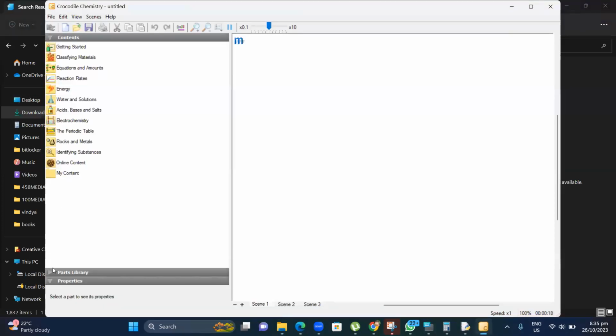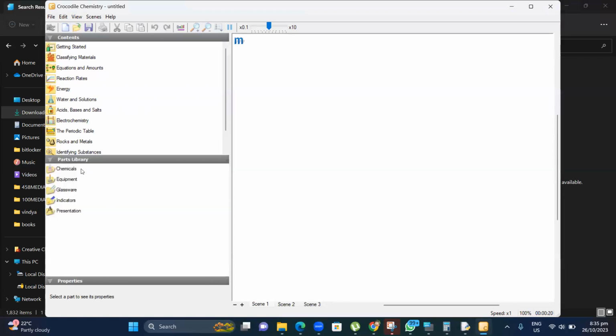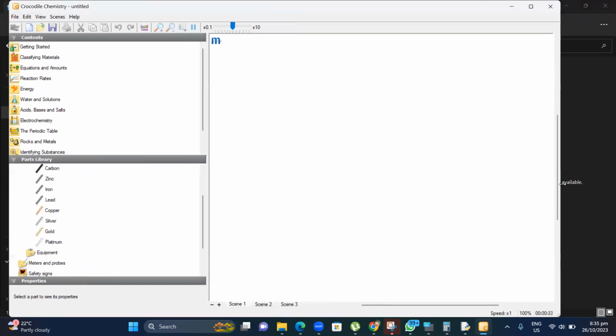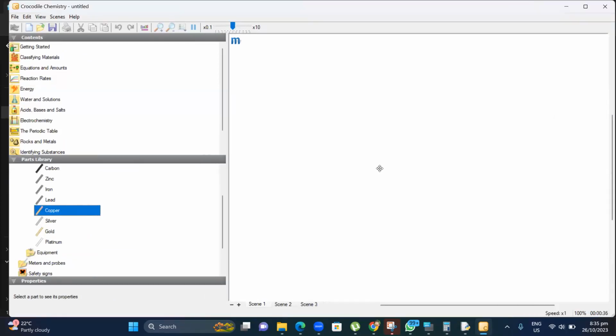I'm going to take from the parts library. First, I need some chemicals. Actually, I will go to equipment and electrochemistry. Under electrochemistry, I will get the electrodes. What are the materials used in your book? Copper and zinc? Yes, sir. Okay. Copper is plus, right? Zinc is minus, I guess. I will take copper and zinc, and let me show this using just one copper, zinc, and sulfuric acid.